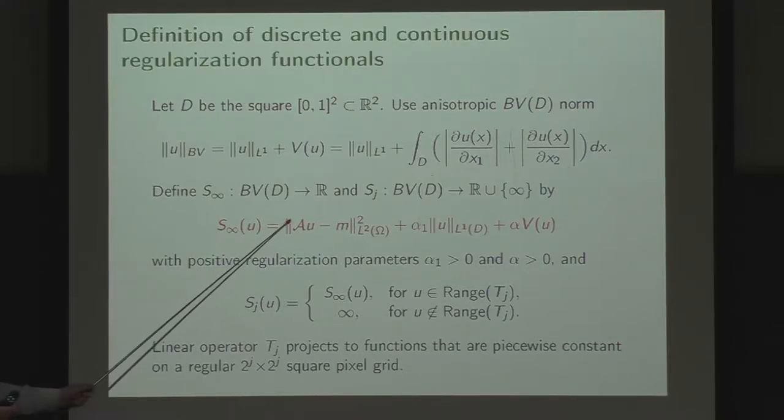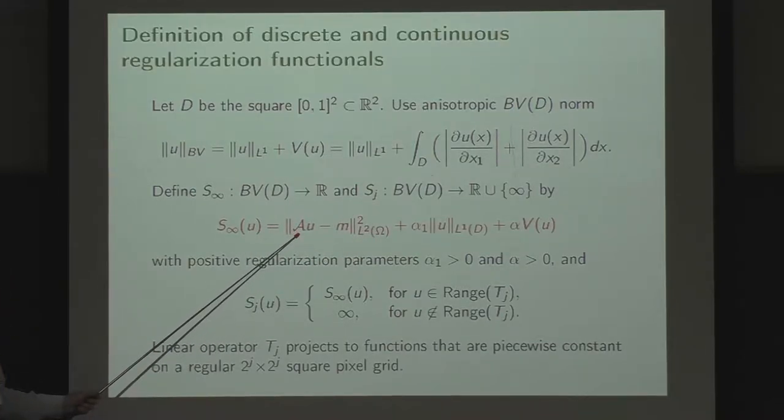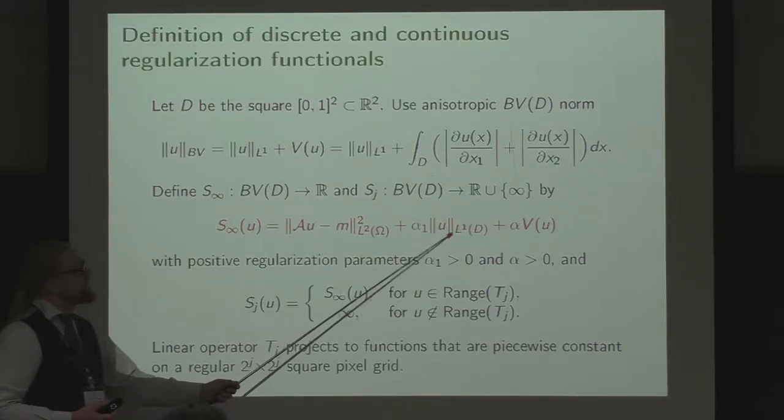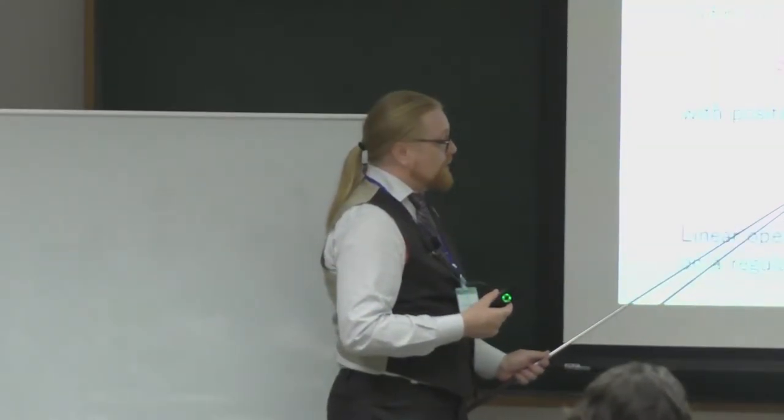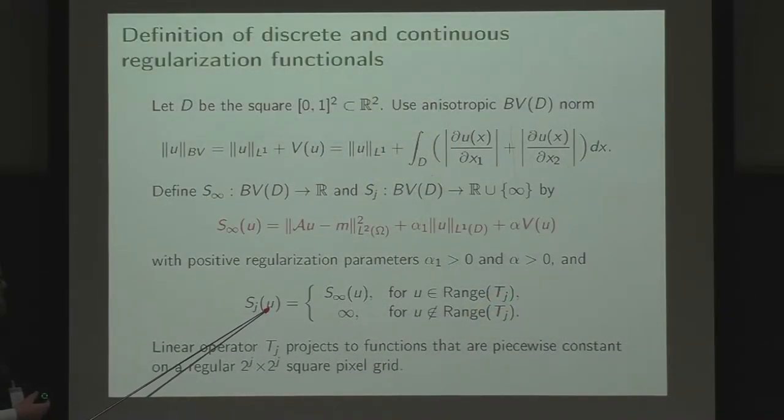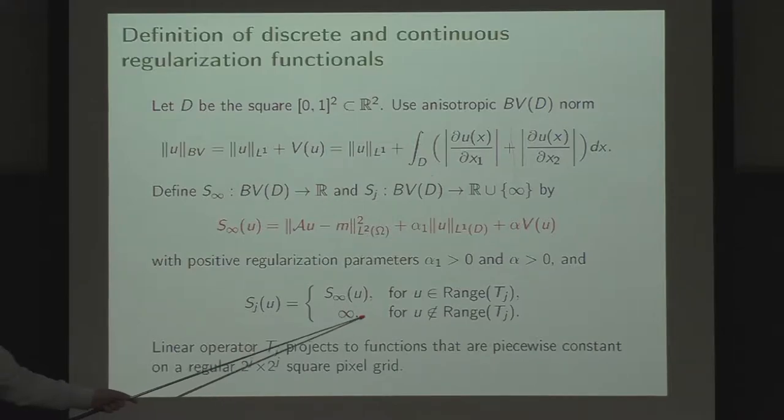Here, S infinity has a data discrepancy term where the operator A is one of our assumption cases, for example the Radon transform, and U is in the BV space. Then we also define these SJ functionals. This is done all in the so-called gamma convergence analysis style, where we define these SJs for a bounded variation function U so that if U happens to be constant in pixels of this 2 to the j by 2 to the j square pixel grid, then we use this one. For a function which is not constant on the pixels defined by the index j, we just define it to be plus infinity.